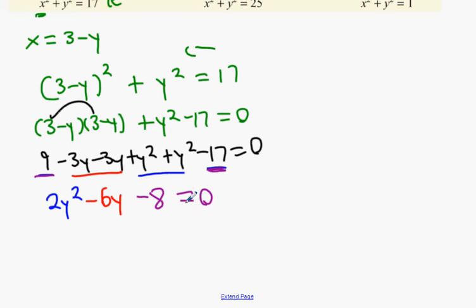You have 3 choices here. Your first choice is to divide by 2 and get a really simple quadratic: y squared minus 3y minus 4 equals 0. Very simple quadratic. Everybody happy with that? What's your other option? Do a reference number, except your reference number is minus 16. And what's your other option? The minus b formula. We'll go with the minus b formula today. a equals 2, b equals minus 6, c equals minus 8. Are you happy with that?